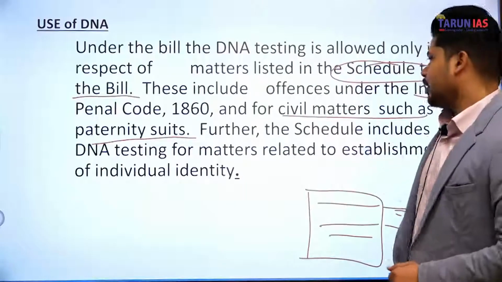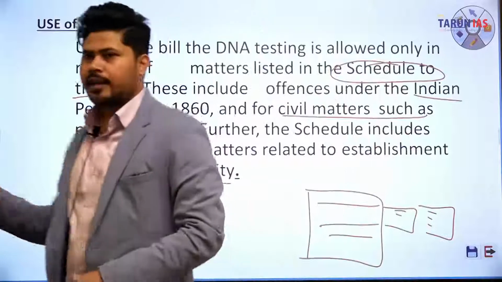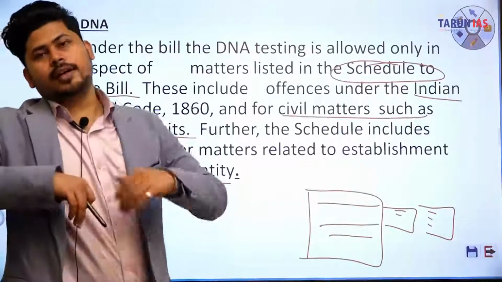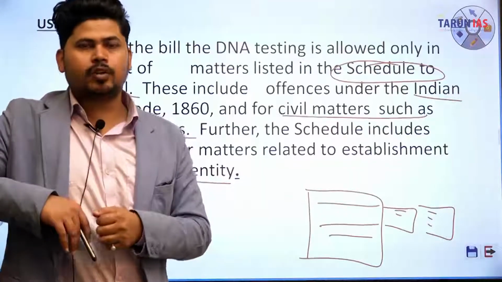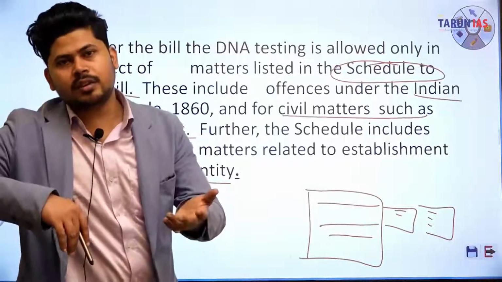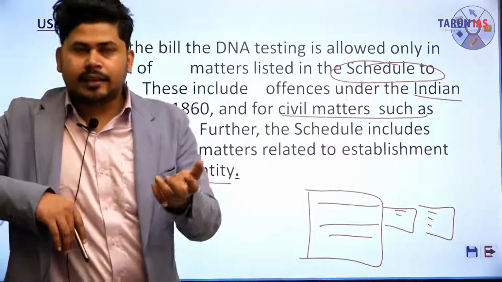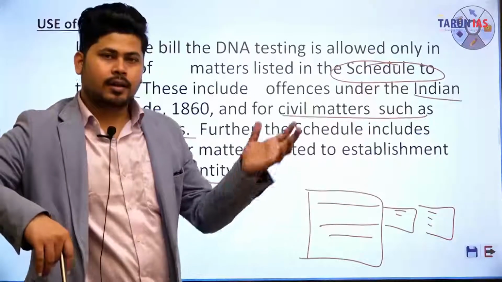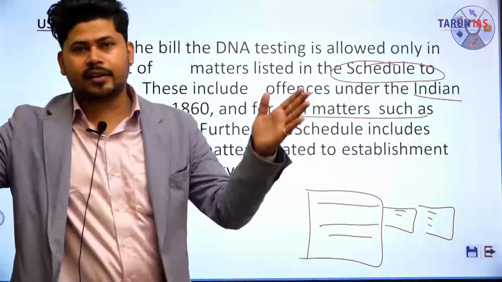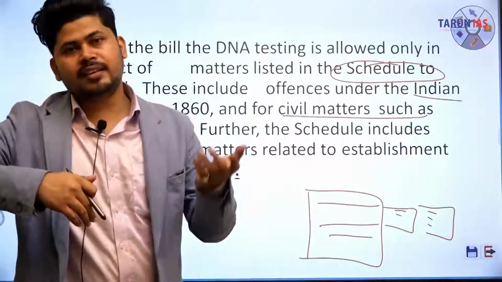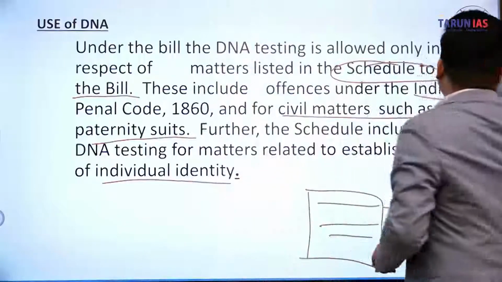Further, the schedule includes testing to ascertain individual identity, like for dead bodies. If identity has to be established, then also the DNA sample can be used for a deceased person or for a person who is mentally ill and cannot establish his own identity. Then the police can take his DNA sample and make a forensic analysis of it, match it against the bank, the whole directory, the database of DNA that the government might hold, and then he can be relocated back to his family.